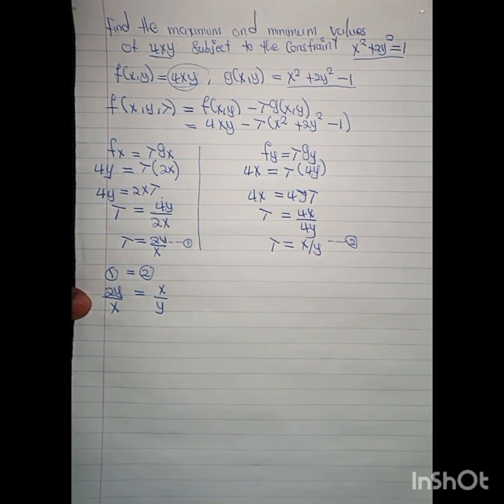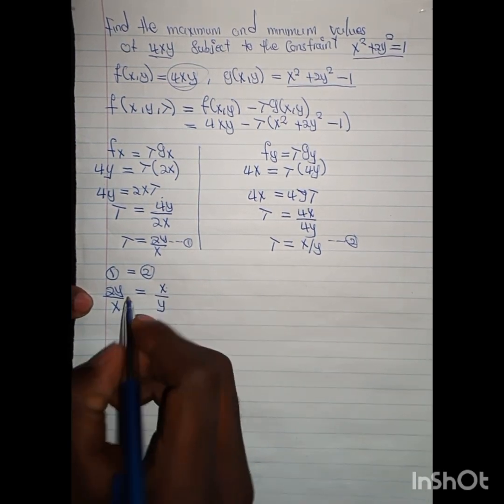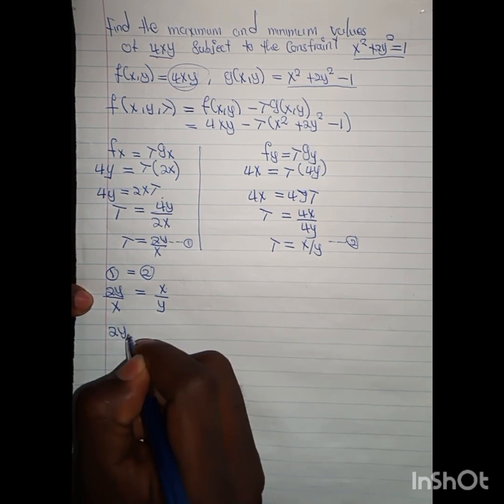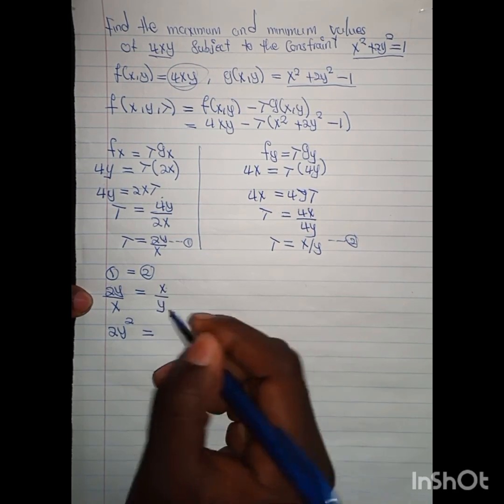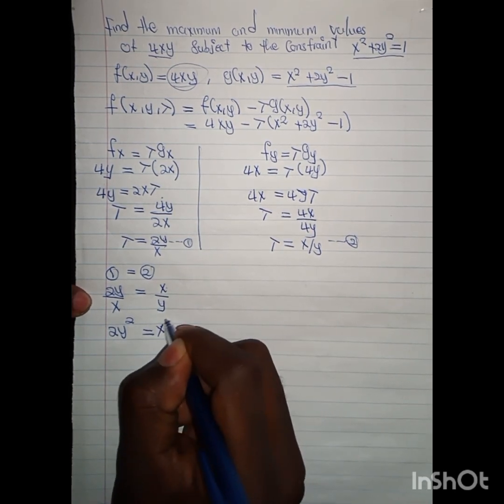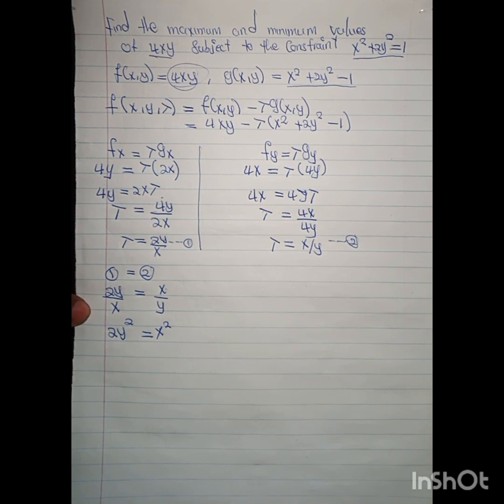Then from now on, you can cross multiply. When you multiply y this side and you multiply x this side, then on the left we'll get 2y. Y multiplied by y is nothing but y squared. X times x will give us x squared. Now let us look at this.